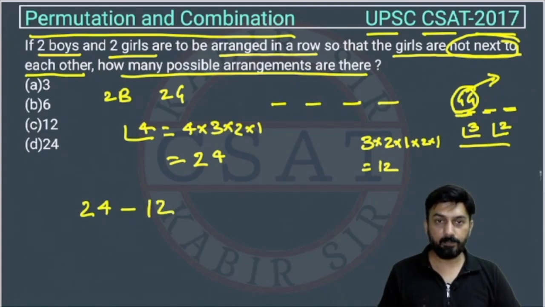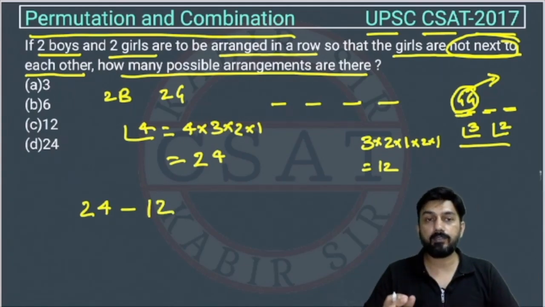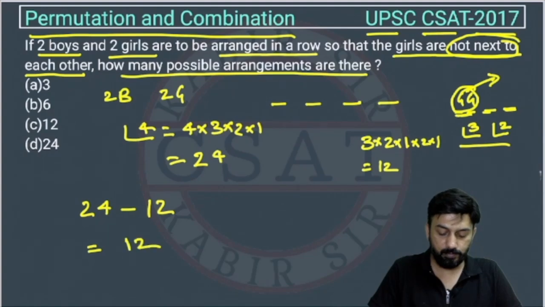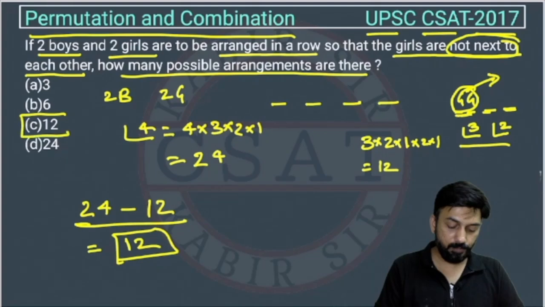So अगर हम टोटल में से जहाँ पे गर्ल्स दोनों साथ आ रहे हैं वो घटा देते हैं तो हमें वो वाले arrangements मिल जाएंगे जब girls are not coming together. So this will be equal to 12. So the answer is 12. So the answer is option C.